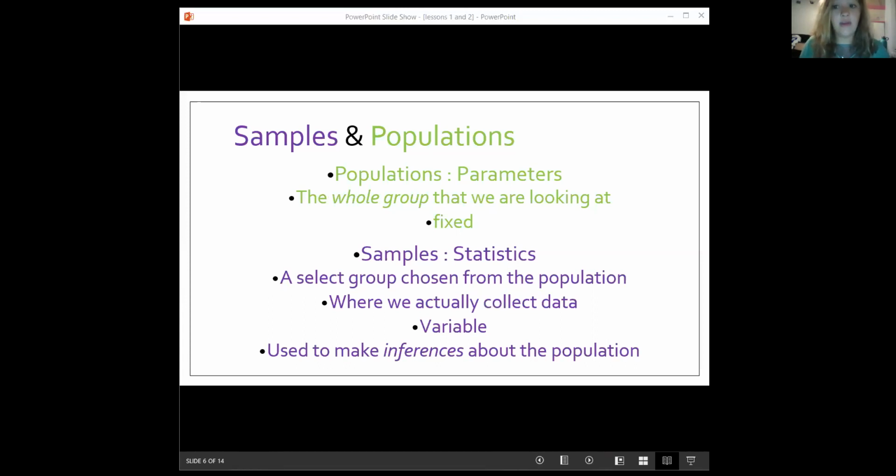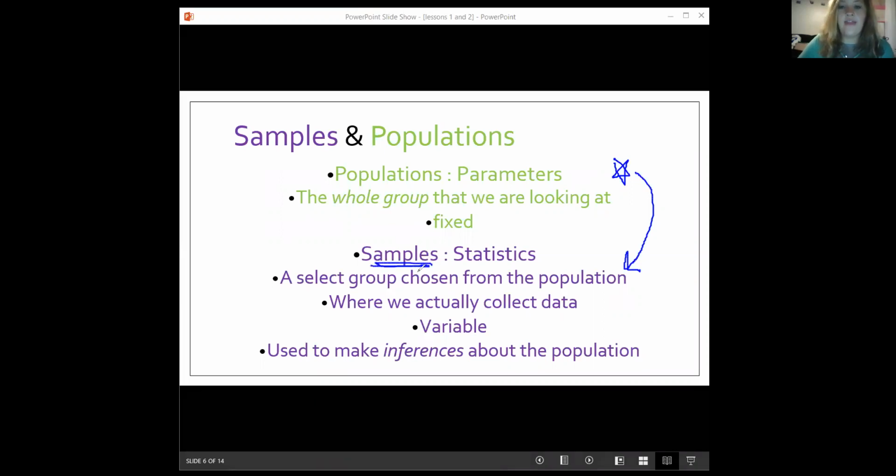So basically what we have here is our select group that's chosen from the population as our sample. I usually draw this in some sort of cycle. So we'll have our population, and then from that population we'll take a sample. So we get a sample down here. And then we're going to take data from it, make inferences, and then after we get that information, the inferences that we make are going to be about our population.